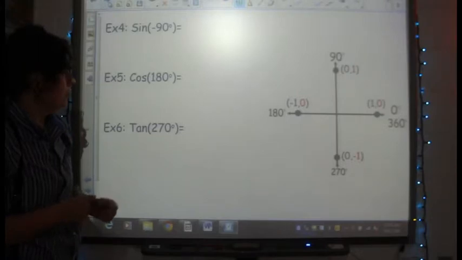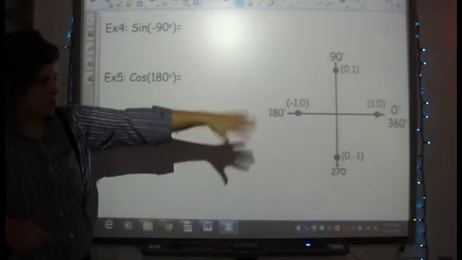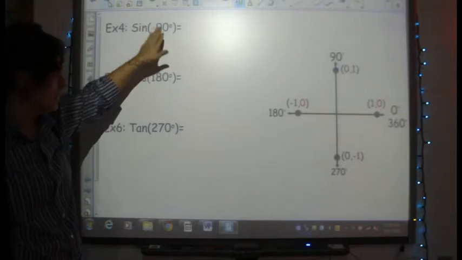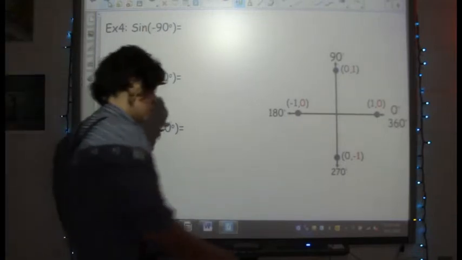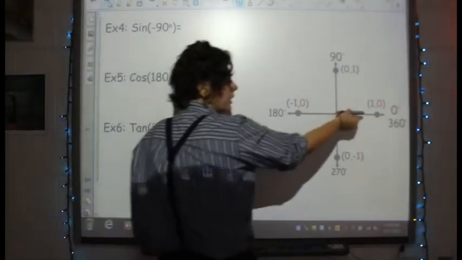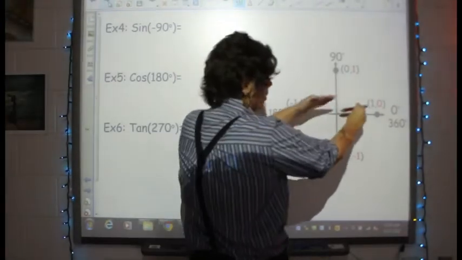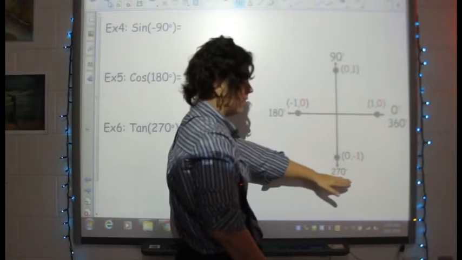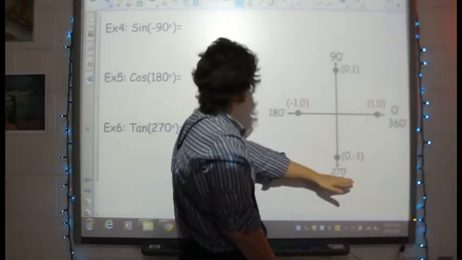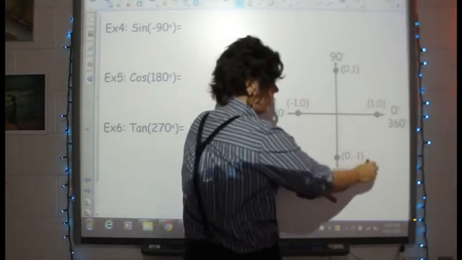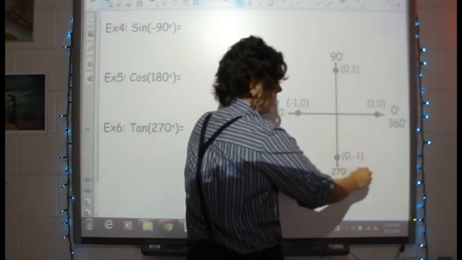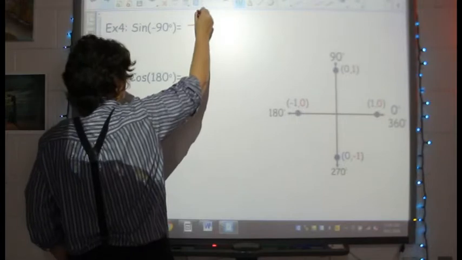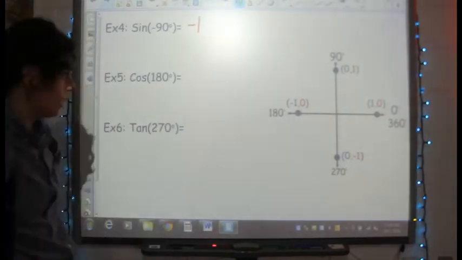So, for example number 4, notice we've got our quadrantals over there for us, and it says sine of negative 90 degrees. Since our theta is negative, we are not going to go counterclockwise. Instead, we are going to go clockwise. And negative 90 degrees is actually the same thing as 270. Sine is our y value, and at 270, our y value here we can see is negative 1. So sine of negative 90 is negative 1.